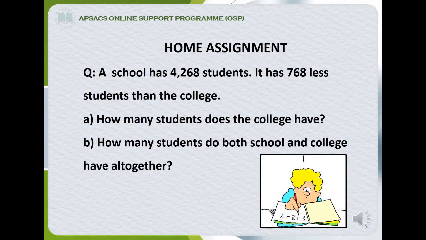Last but not the least, a small home assignment for you, and the question is: a school has 4,268 students. It has 768 fewer students than a college. How many students does the college have? B part, how many students do both school and college have all together?